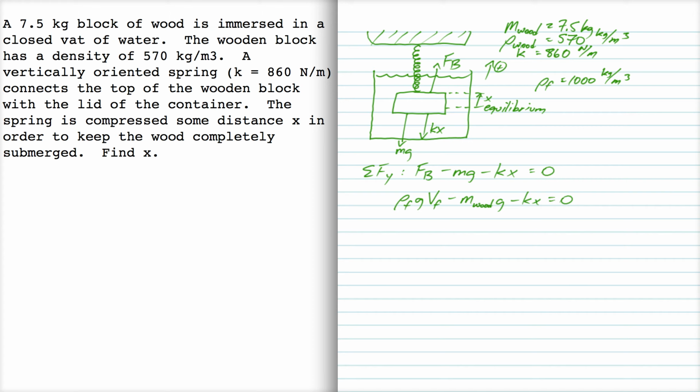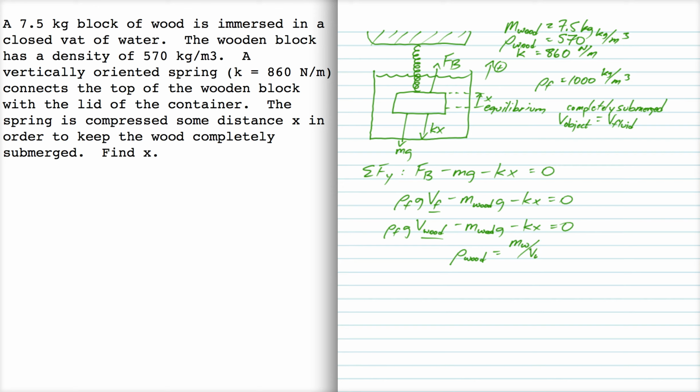Now, the volume of the fluid displaced, because the wood is completely submerged, right? We know that if it's completely submerged, then we get to say that the volume of the object is equal to the volume of the fluid displaced, right? It's 100% submerged. So that means I can replace V_F with V_wood. Now, the volume of the wood I can actually get, right? I'll do that in just a sec. So the mass of the wood times g minus kx equals 0.